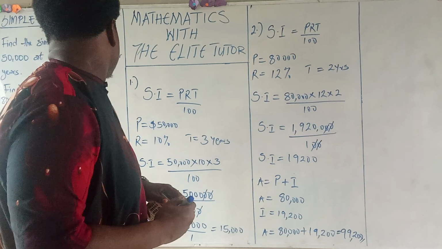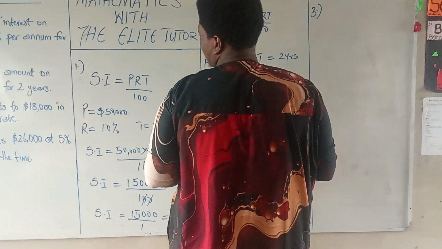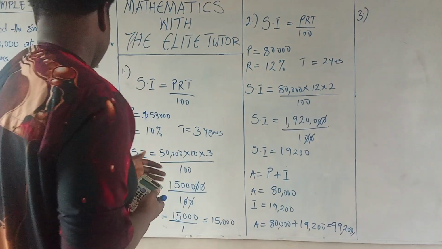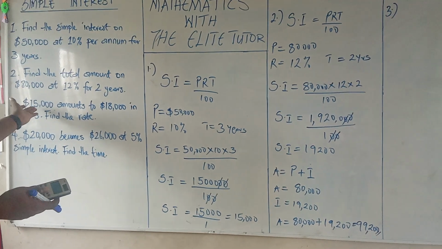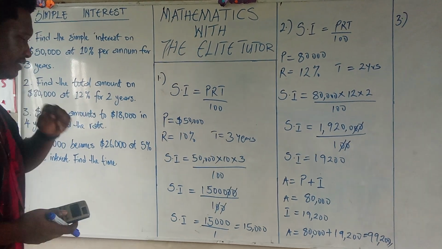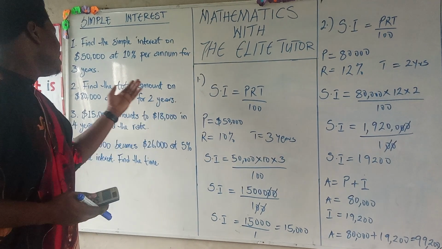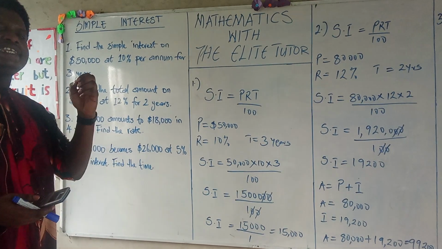Now let's look at question 3. Question 3 says $15,000 amounts to $18,000 in 4 years. Find the rate.